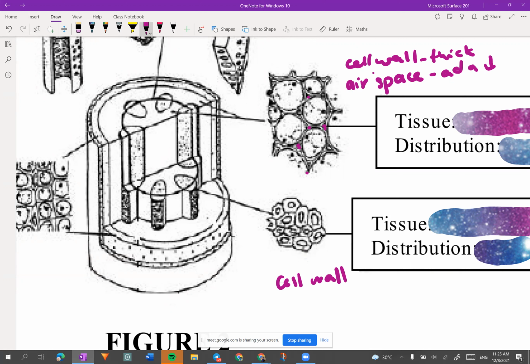Is there any cell wall? Yes, is it thick or is it thin? Thick. Okay, so we have 2 thicks here. Which one is thicker? Atas atau bawah? Bawah. Okay, bawah thicker. Now kita check dia punya air space pula.